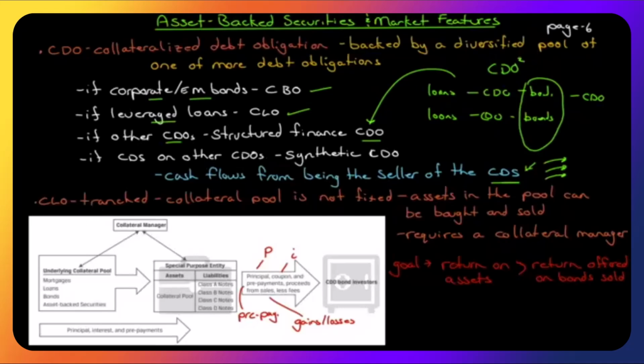CLO. This is where we spend most of the time with the collateralized loan obligation. Typically tranched, the collateral pool is not fixed, which means the assets in the pool can be bought and sold. This introduces the potential for gains and losses on the disposition of assets. And since you're going to actively manage the pool, it requires a collateral manager. The goal here is simple. Generate a return on the assets that's greater than the return offered on the bonds sold.